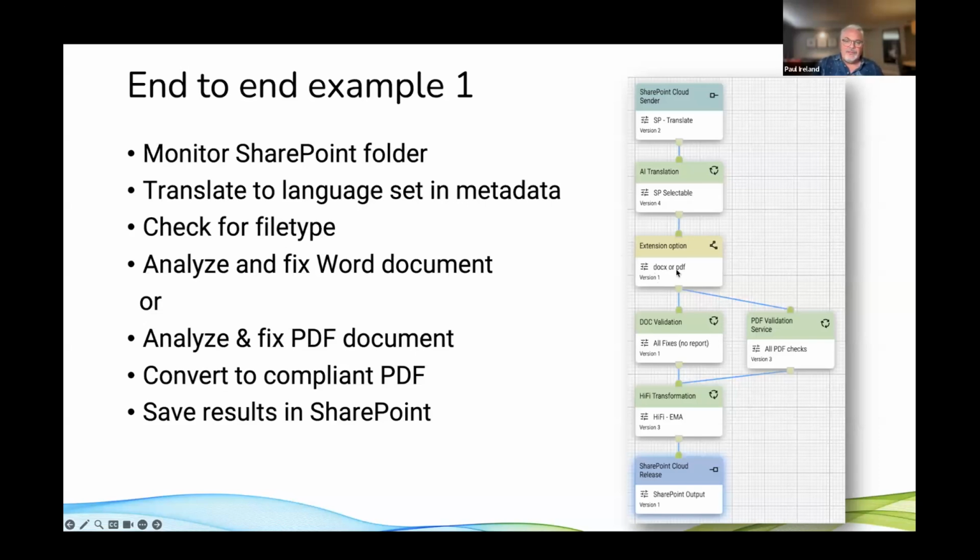It then checks for the file type, whether it's a docx or a PDF. If it's a Word file, it's going to analyze the Word document, perform a validation and fix the Word document. If it's a PDF file, it's going to analyze it using a PDF validator and potentially fix the PDF file before converting the results to a compliant PDF and storing the results in SharePoint. So ultimately, in this case, AI is just one step in a longer workflow. It doesn't have to be a standalone process. It can be one step in a longer end-to-end flow as well.